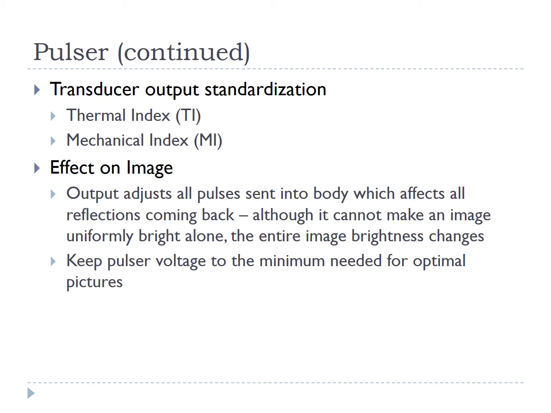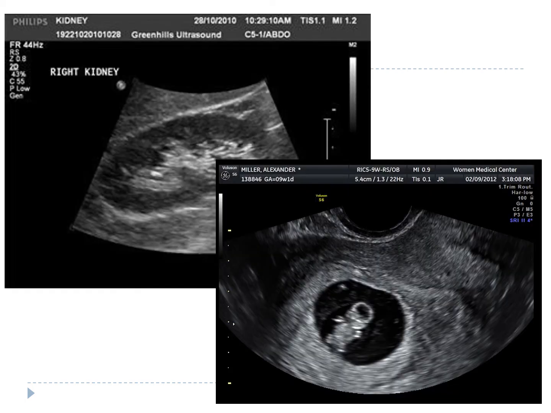As we saw in the last slide, high voltages mean strong beams, which mean bright images. So it's important for sonographers to keep the voltage to the minimum needed for optimal pictures. The next time that you're on a machine, try to find where that MI and TI are labeled. I have a picture of a right kidney here, and up in the corner is the TI and the MI.